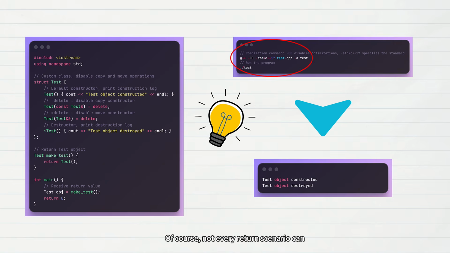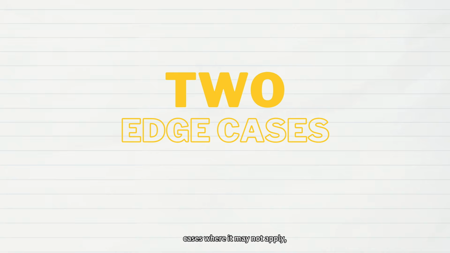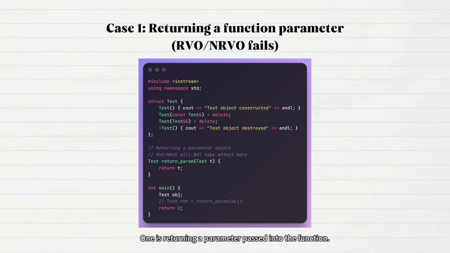Of course, not every return scenario can trigger this optimization. There are two common edge cases where it may not apply, which are good to know. One is returning a parameter passed into the function. For example, if the function receives a test parameter and simply returns that parameter, NRVO won't apply because the memory address of the parameter isn't within the stack frame that the compiler can control for this optimization.